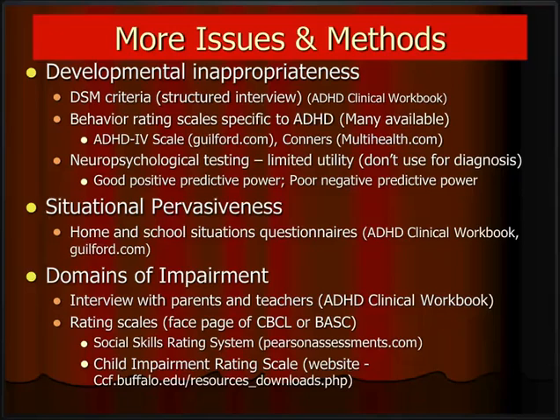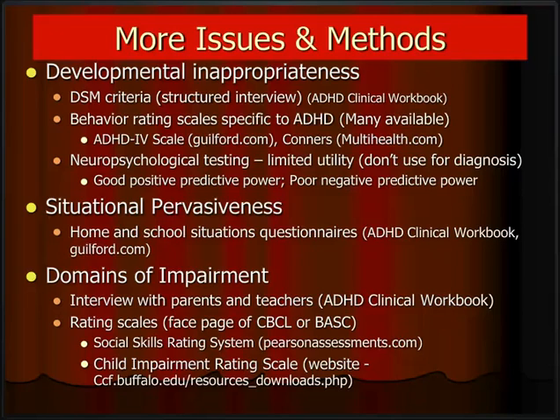For instance, the FACE page on the Child Behavior Checklist does contain questions about friendships, peer relationships, school functioning, grades in school, and so on. So does the FACE page of the Behavioral Assessment System for Children. So either of those might be used to get some global indication about possible impairments the child may have.